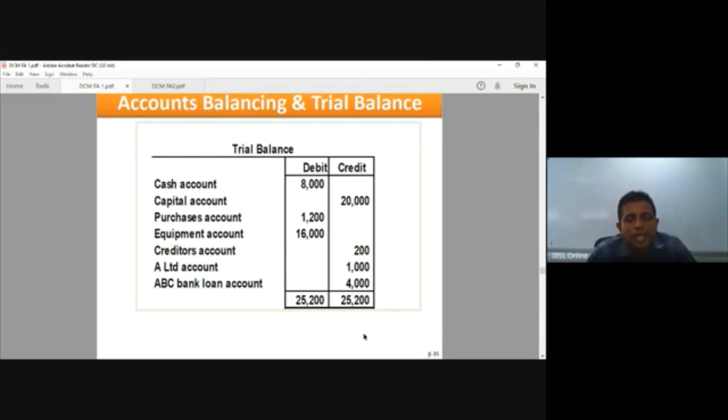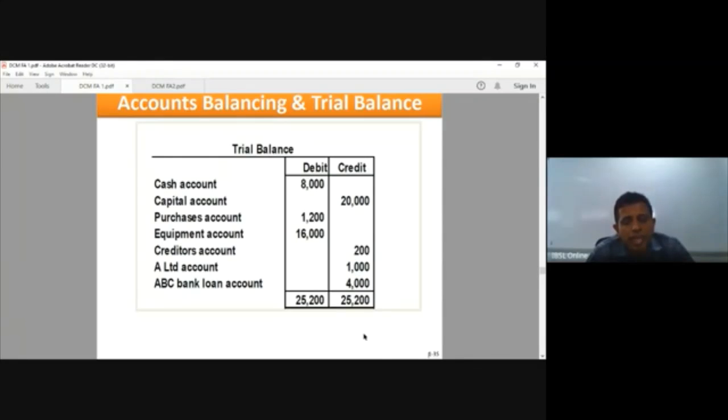Creditors is a liability. It has a credit balance of 200. A Limited is again a liability. It has a 1,000 credit balance. Then finally, the ABC Bank Loan Account also has a 4,000 credit balance. The total of the debit balances and the total of the credit balances will tally: 25,200, 25,200.